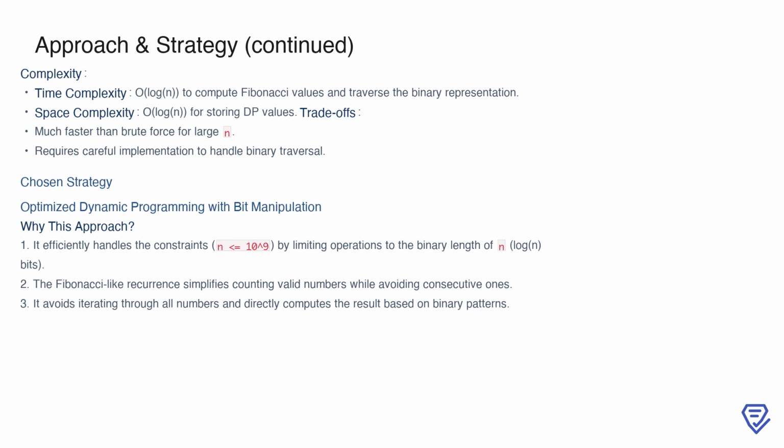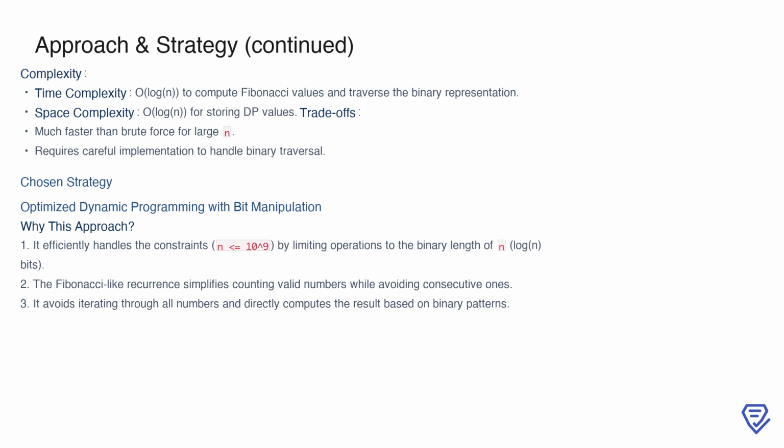The dynamic programming approach offers significant improvements in efficiency. Its time complexity is O(log n), because we only compute Fibonacci values up to the number of bits in n and traverse its binary representation once. The space complexity is also O(log n), as we store only the DP values needed for the computation. Compared to the brute force approach, this is a dramatic improvement, especially for large n.